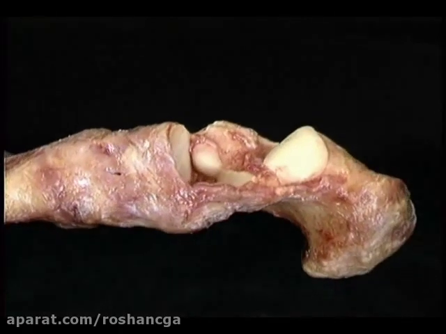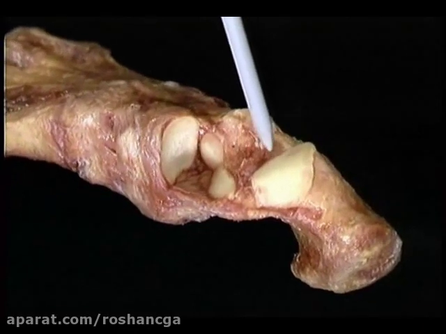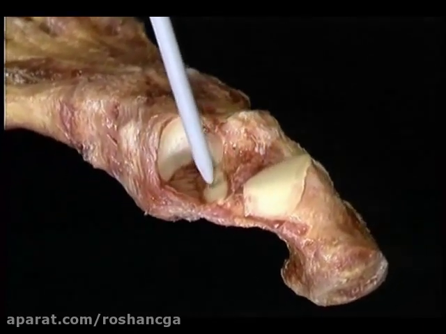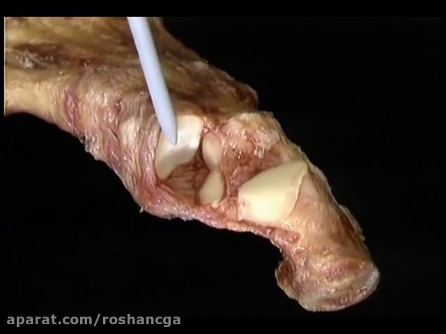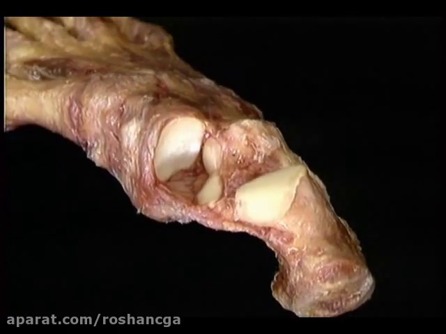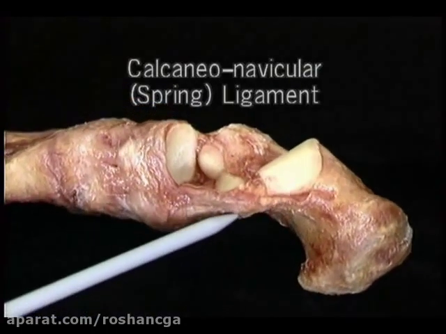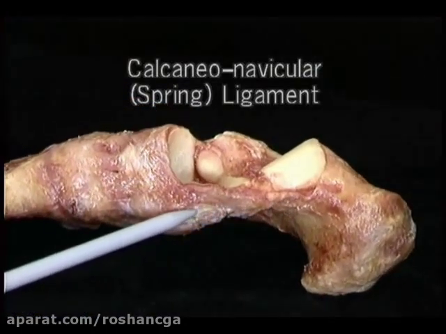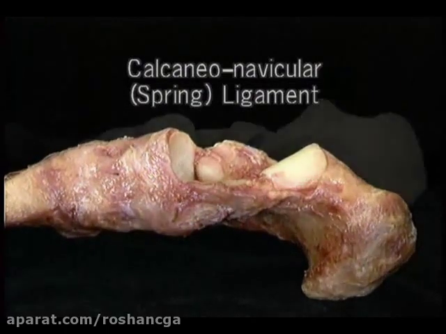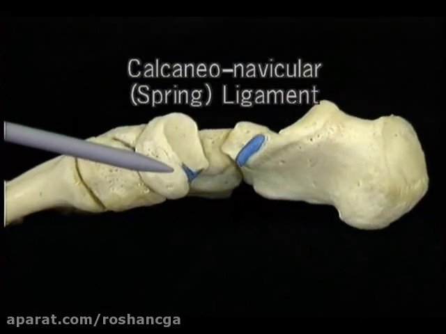Here's what these joint surfaces look like in the living body. The surface for the subtalar joint and the two surfaces for the TCN joint. This structure in between, which forms part of the TCN joint, is the upper surface of the strong calcaneo-navicular ligament, also misleadingly called the spring ligament, which helps to hold up the head of the talus. It goes from here on the calcaneus to here on the navicular.